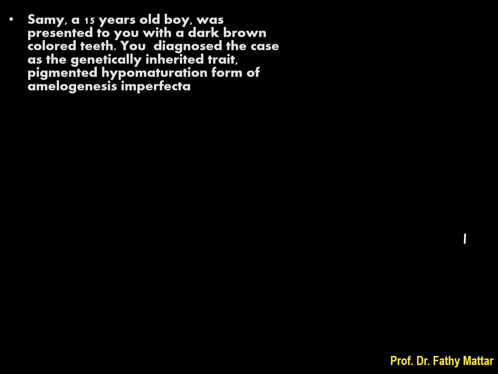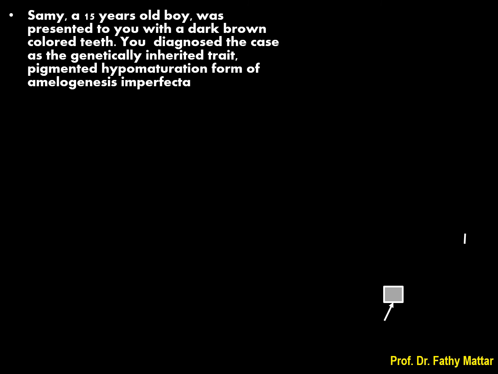Let's take this case. Sami, a 15-year-old boy, was presented to you as a dentist with dark brown colored teeth. You diagnosed the case as the genetically inherited trait, pigmented hypomaturation form of amelogenesis imperfecta. So, Sami is the proband.